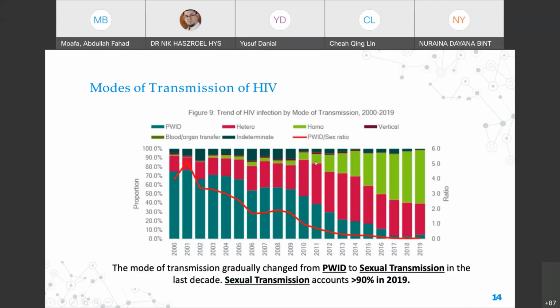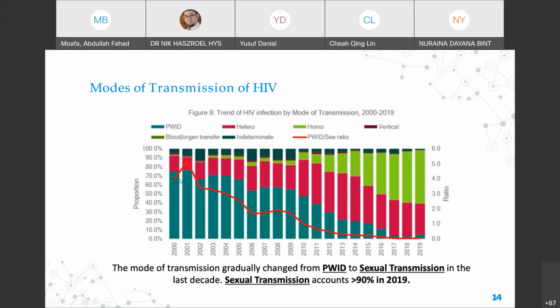Okay, but what I would really like to emphasize over here is that back in 2000, it used to be very obvious that the leading cause was people who inject drugs. They acquire HIV through sharing the same needle when, I don't know, acquiring the drugs.